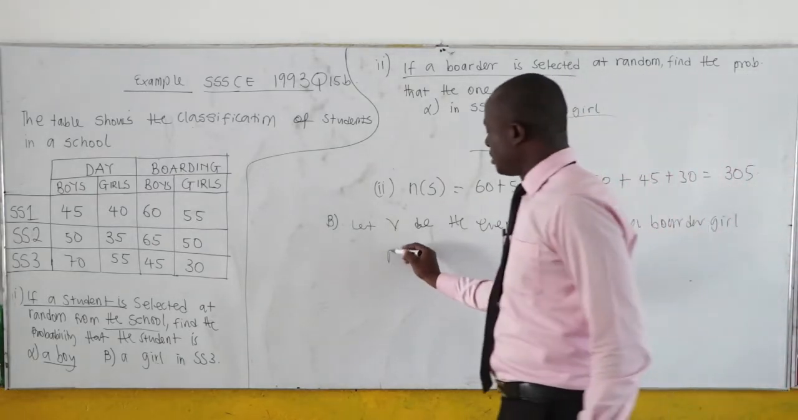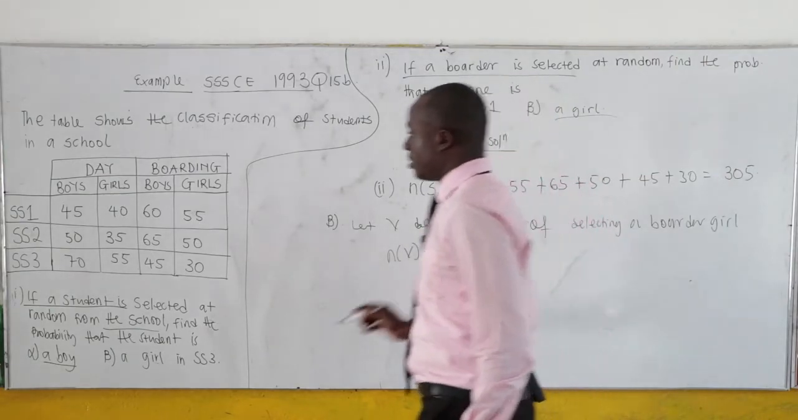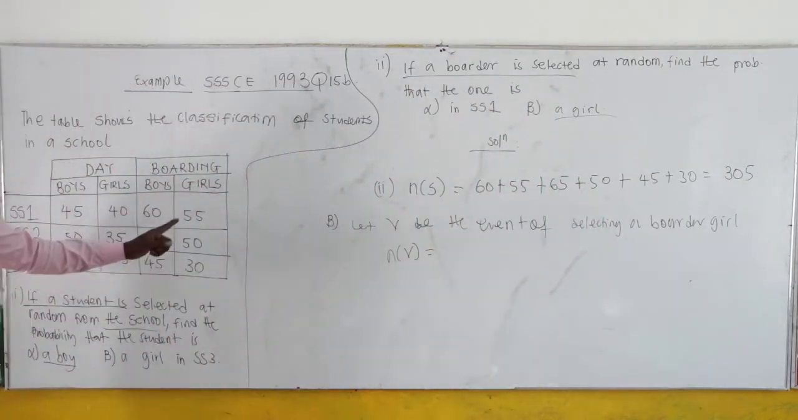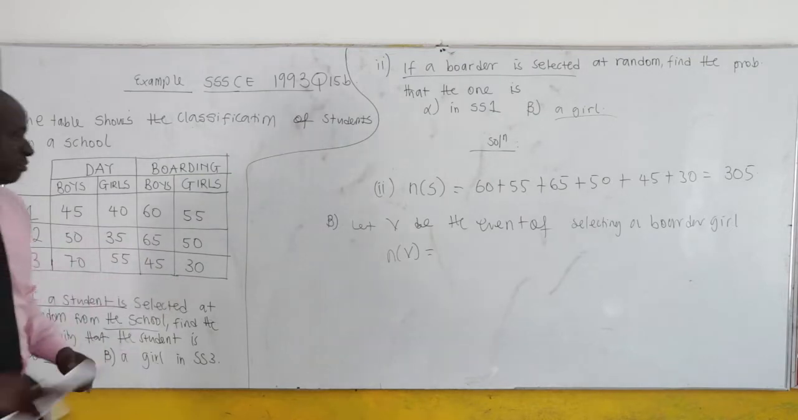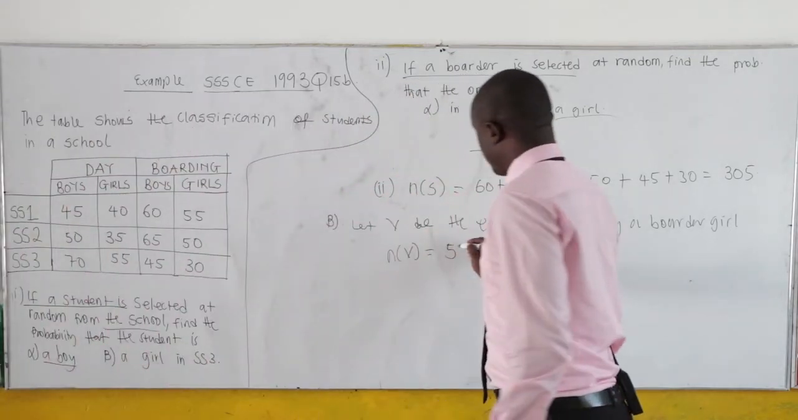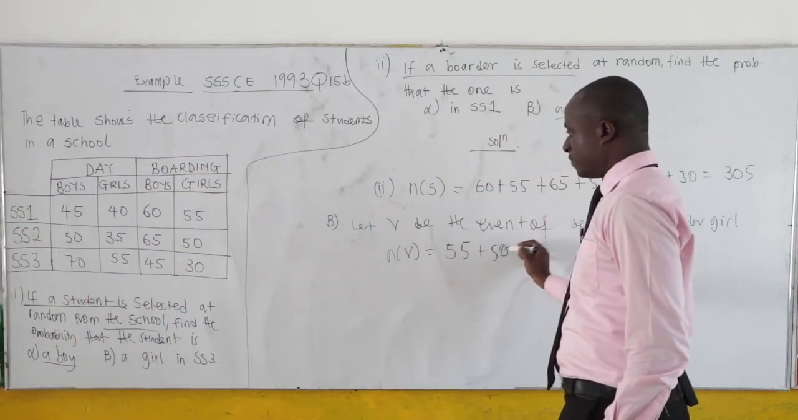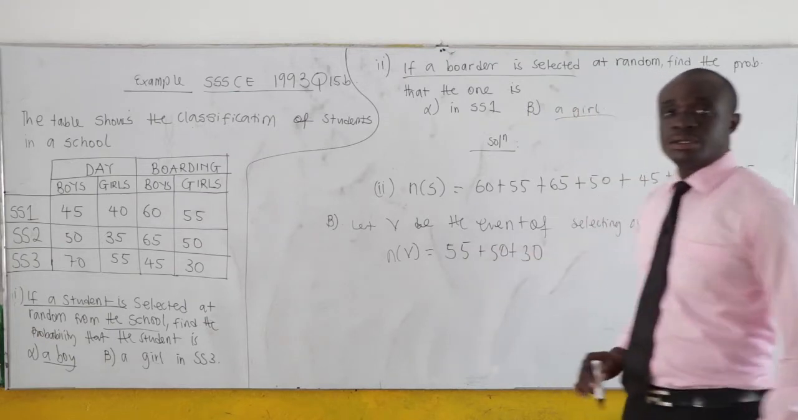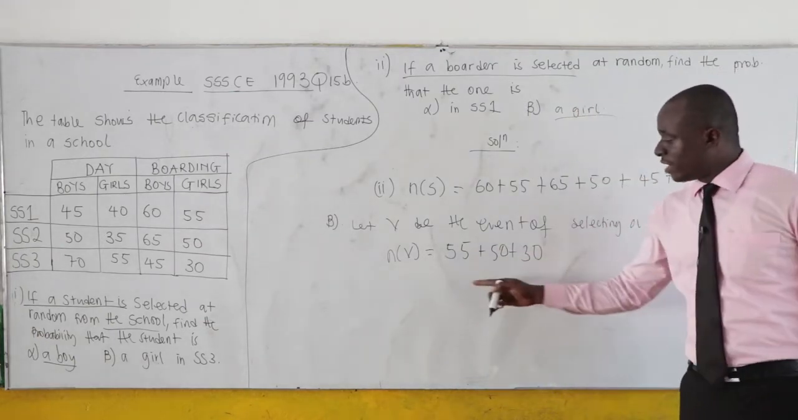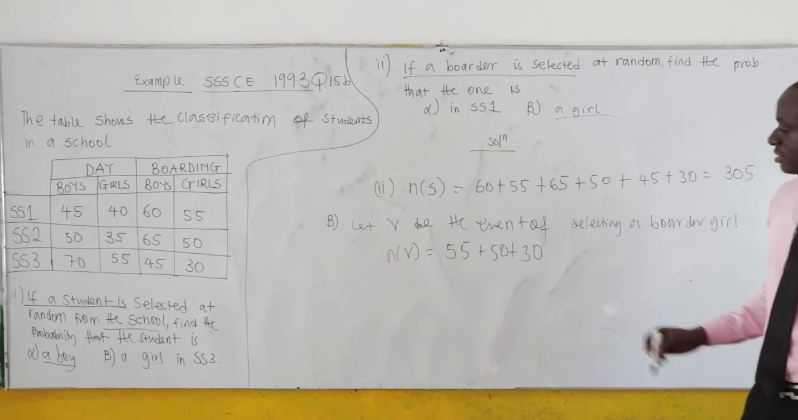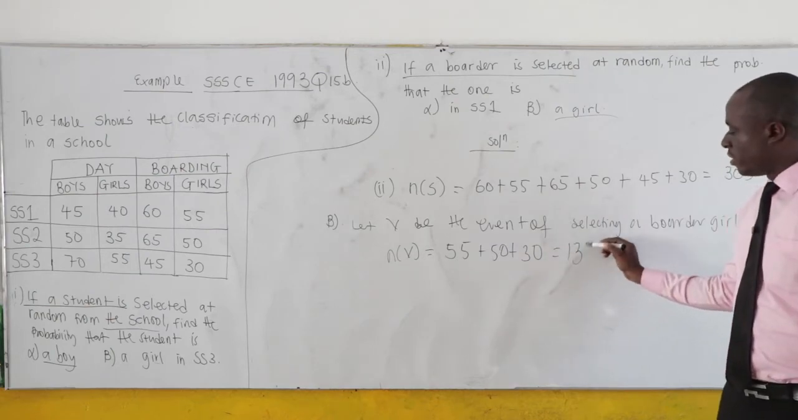Now, let's see the number of events, the number of boarding girls. So that will be 55 plus 50 plus 30. So we have 55 plus 50 plus 30. 55 plus 50, that's 105, plus 30, that is 135.